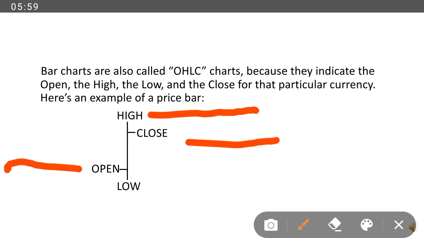After it opened, it went down a bit, then started moving up again. That's why we call it low. Low is the lowest point price went to in a particular bar. So it went down, then it started going up. It went up.